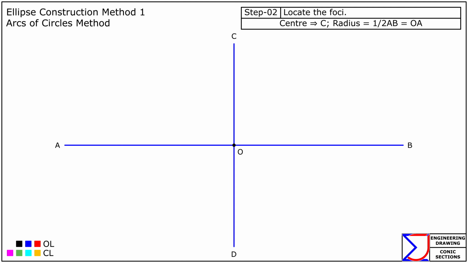Next, with C as the center and the radius equal to half the length of the major axis, cut arcs on the major axis to locate the two foci, labeled F1 and F2.